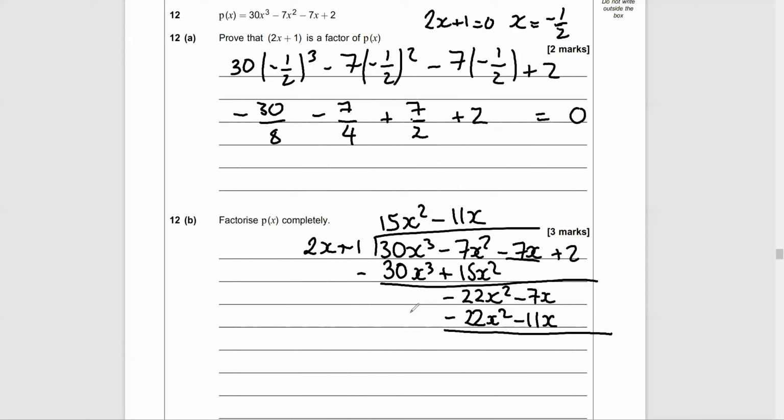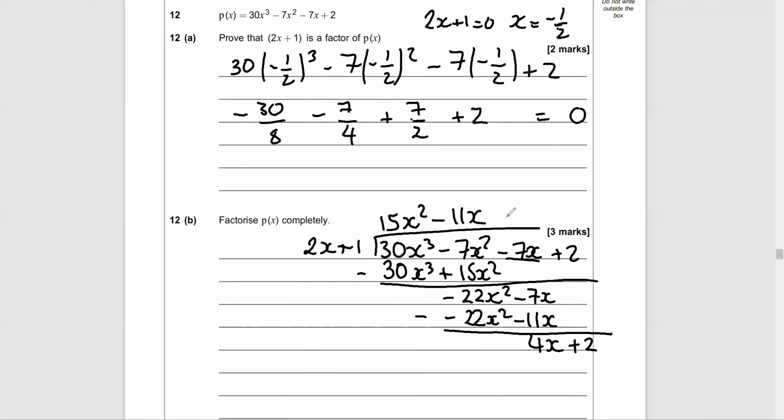So if we minus this from each other, the minus 22x squared is going to disappear. And then we have minus 7x minus minus 11x. So that's minus 7x plus 11x, which gives me 4x. And then again, I'm going to bring that term down. So we need to do it one more time.